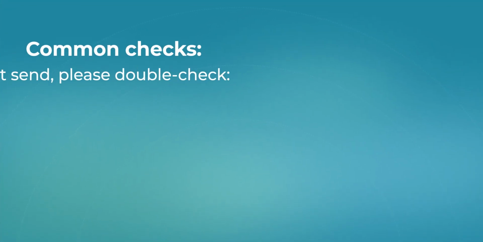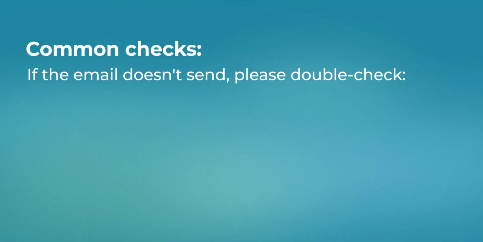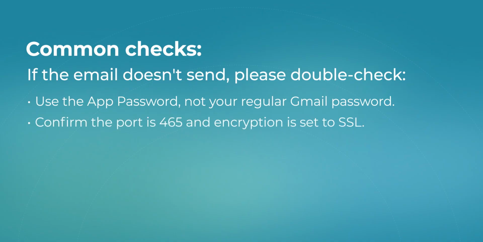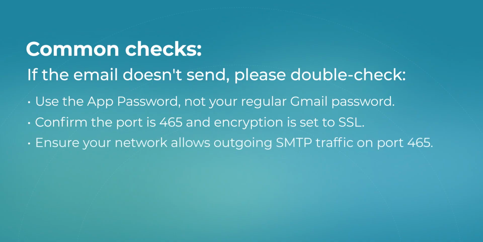Common checks. If the email doesn't send, please double-check. Use the app password, not your regular Gmail password. Confirm the port is 465 and encryption is set to SSL. Ensure your network allows outgoing SMTP traffic on port 465.